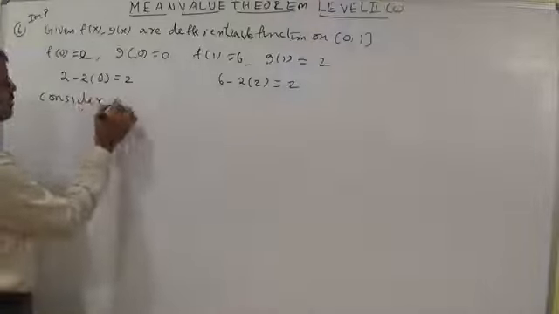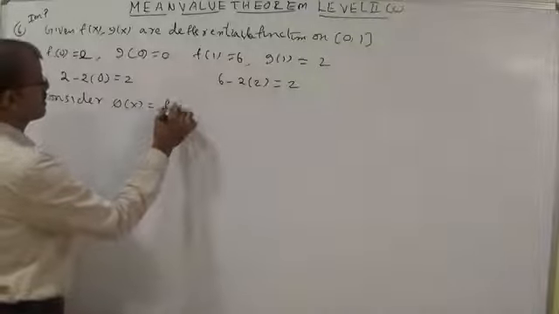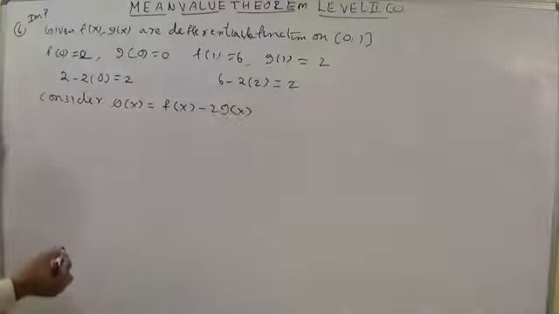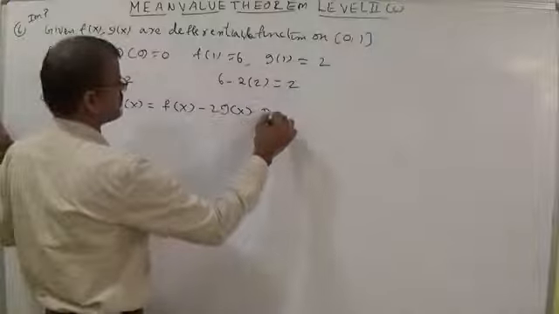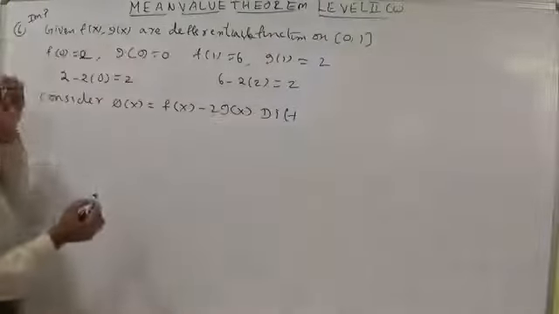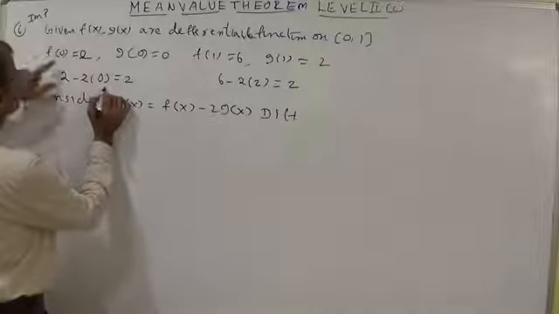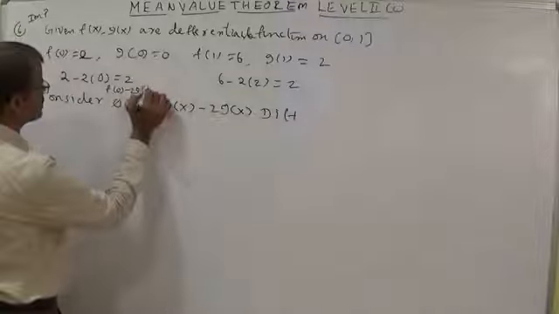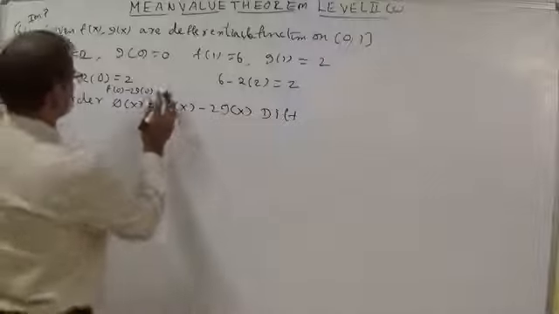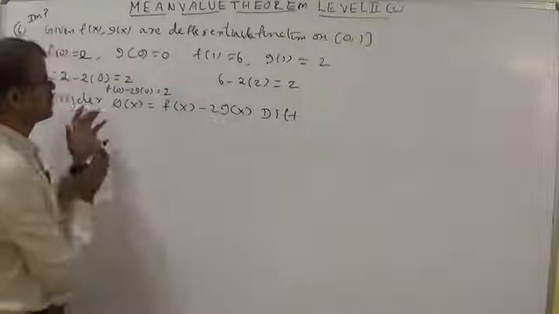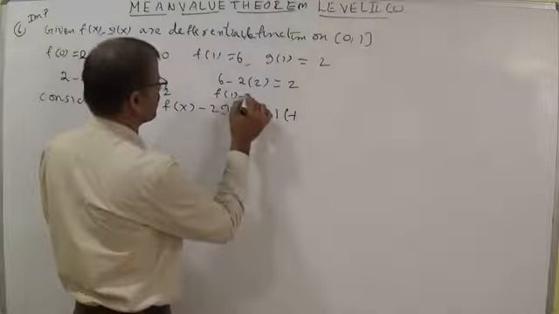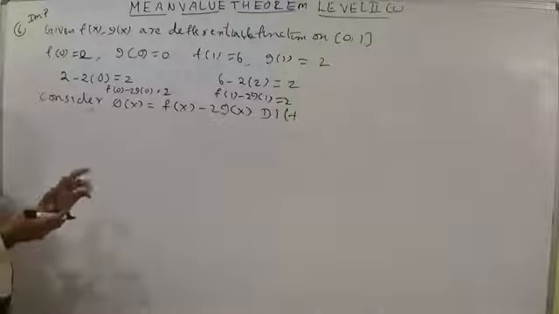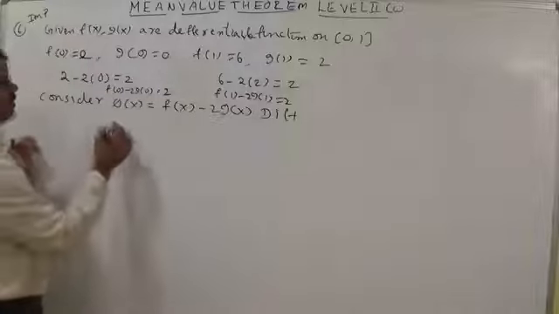Consider phi(x) = f(x) - 2g(x). Now let us write: phi(0) = f(0) - 2g(0) = 2. Here f(1) - 2g(1) is also 2. Therefore phi(0) is equal to phi(1), the value 2 is given.